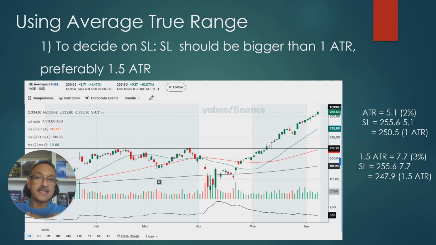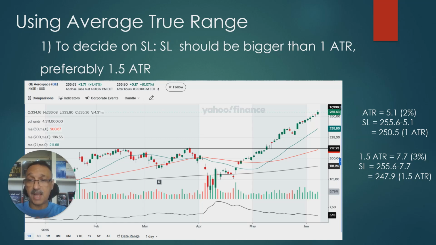Okay, let's take an example on this chart. This is GE. The ATR of GE is 5.1, which is about 2%. All the famous chart sites will calculate the ATR 14 for you directly, and you can change it to make it ATR 21 or ATR 50 based on what you like. But we normally use the ATR 14. So you don't have to do any calculation, get the maximum, or use any Excel sheet. It's all calculated for you automatically.